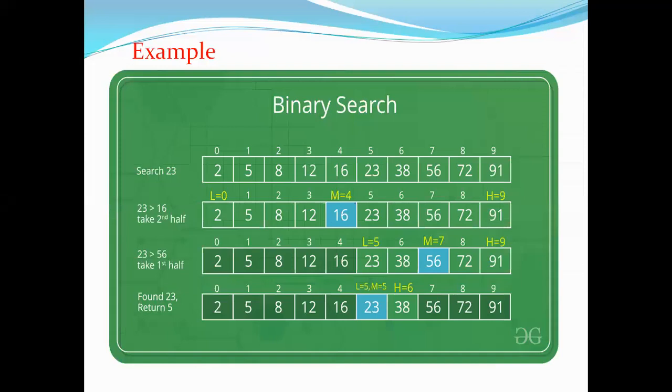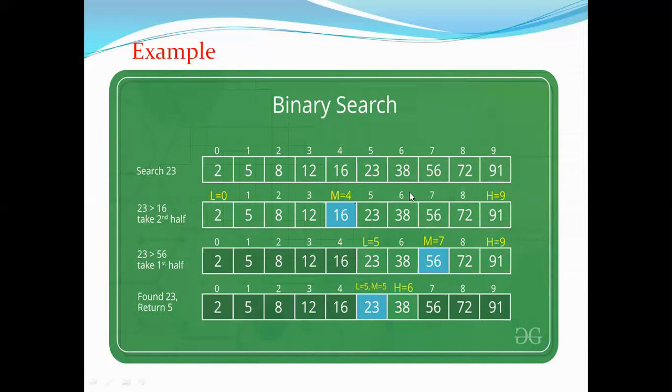So I will take one example. Let us assume that there are 10 elements. The key element is 23. First of all, the list must be in sorted order. So this is my list, and it is in sorted order: 2, 5, 8, 12, 16, 23, 38, 56, 72, 91. All the elements are in sorted order.